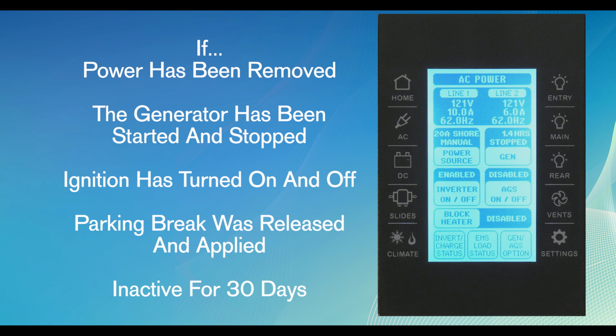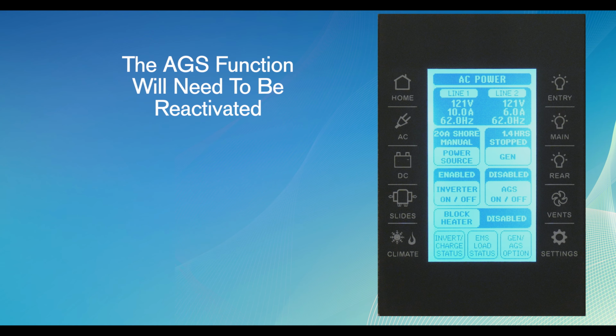Each time power to the coach has been removed, the generator has been started and stopped, the ignition is turned on and off, the parking brake is released and applied, or if it's been inactive for 30 days, the AGS function will turn off and you will need to reactivate the AGS function.